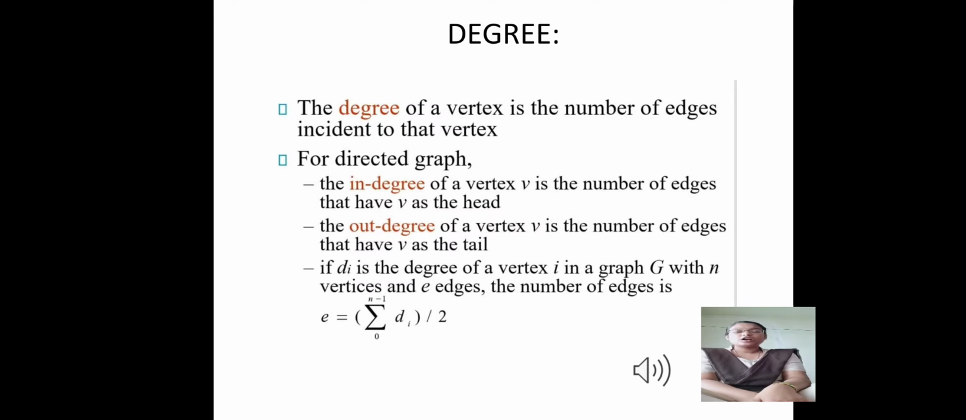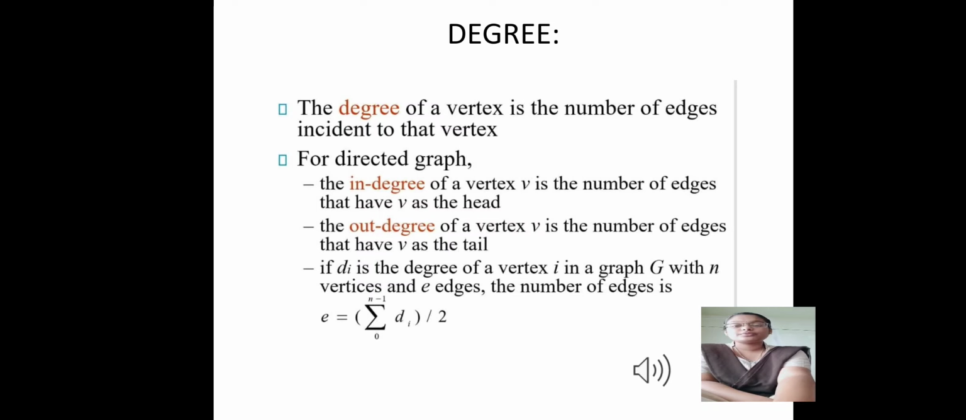Now we'll see the degree of a graph. The degree of a vertex is the number of edges incident to that vertex. For a directed graph, the in-degree of a vertex V is the number of edges that have V as the head, and the out-degree of the vertex V is the number of edges that have V as the tail.